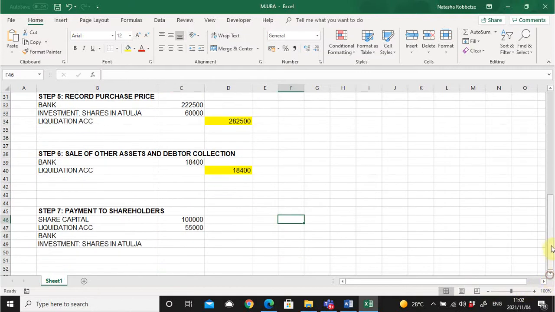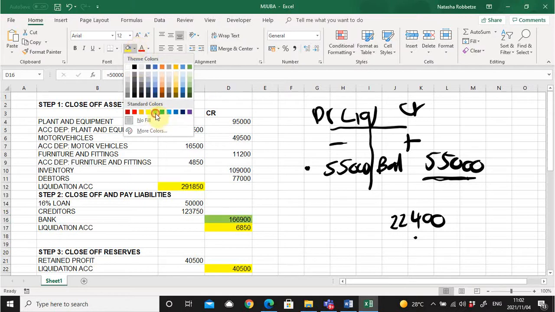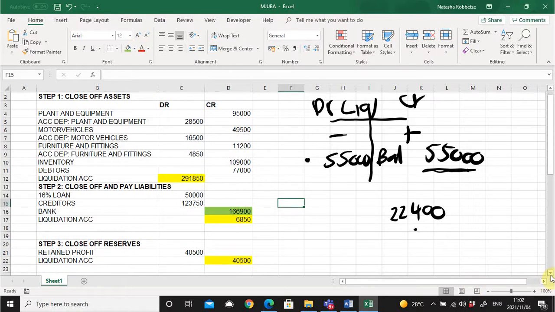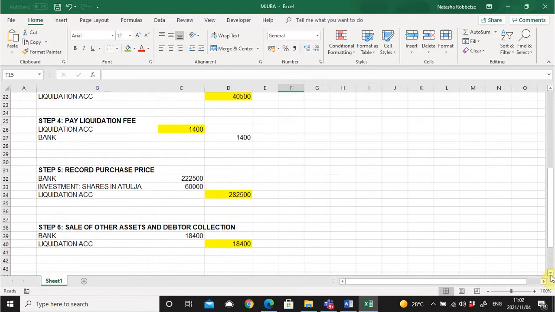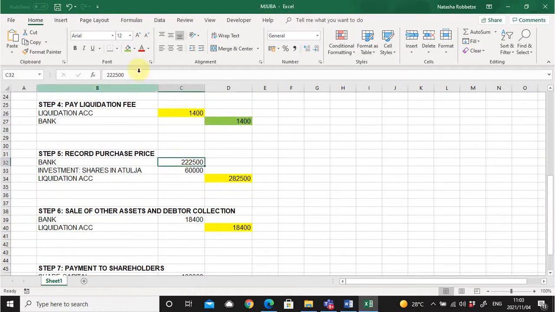Right, let's look at the bank account. I believe the bank account already has an amount in it. If we look at current assets, we start with 22,400 in the bank account already. So I'm going to start with that and then add and subtract all the amounts that relate to bank. The first one I see is 166,900 for the bank account, and I'm just going to put it in green. Then I also have a bank entry here, 1,400. Let me just see if I skipped one. No, and then we have a bank entry here, 222,500, and a bank entry here, 18,400.